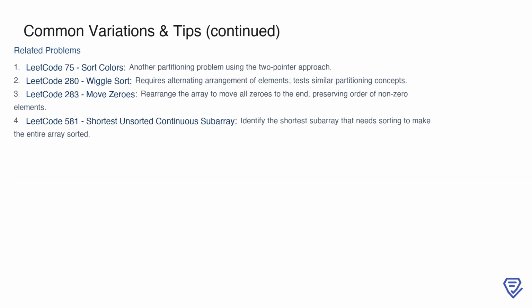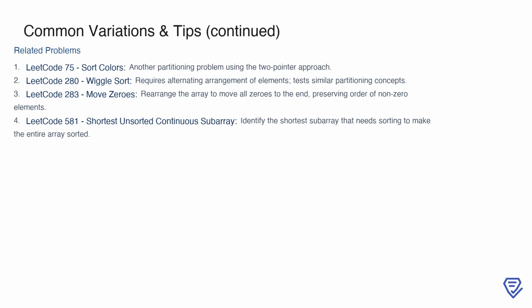Sorting by parity is closely related to several other problems that also involve partitioning concepts. For instance, LeetCode 75, Sort Colors, uses a two-pointer approach to group elements based on their type. Another example is LeetCode 280, Wiggle Sort, which requires arranging elements alternately, showcasing similar partitioning challenges.